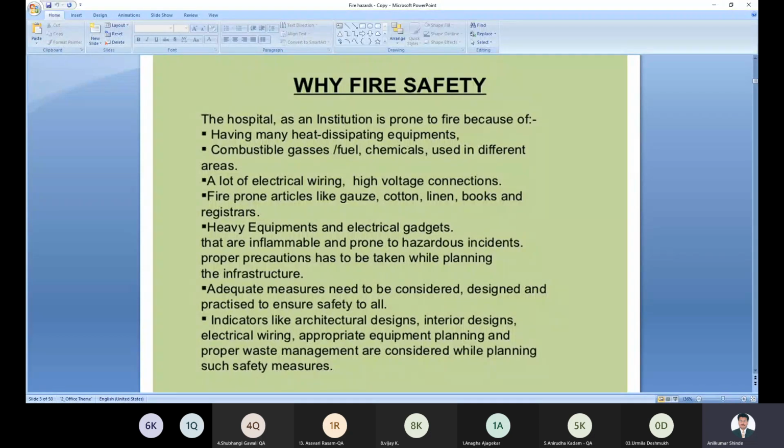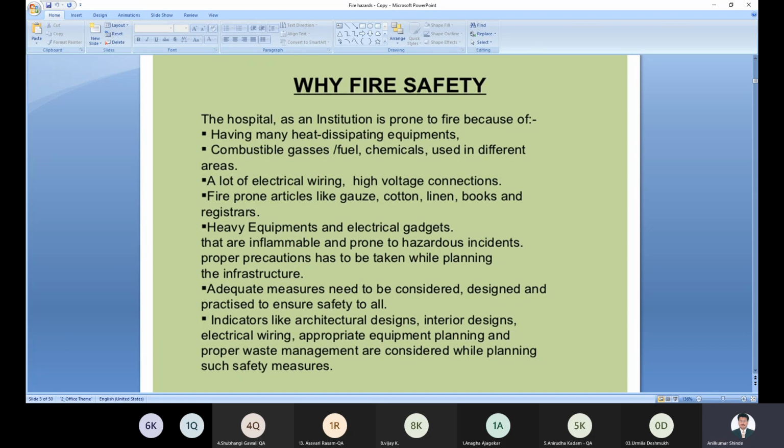Many heat dissipating equipments are used in industry, in a hospital, and also in an academic institution. Combustible gases, different fuels and different chemicals are used in different areas. Again, in an institution or hospital, there is a lot of electrical wiring, and due to this electrical wiring there are high voltage connections.